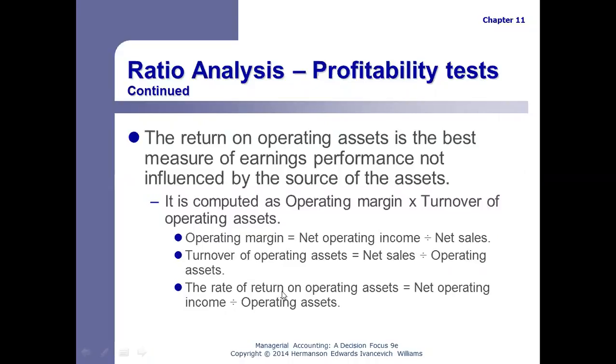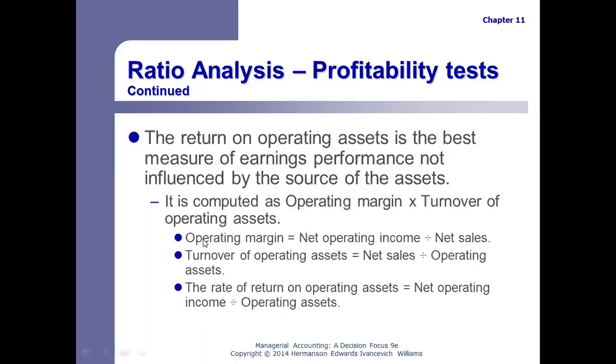So the rate of return on operating assets, which is a really commonly used ratio in the world of finance, is net operating income divided by operating assets. Or an equivalent mathematical equation is your operating margin times your turnover. Both this and this third bullet point are the same calculation, just reworked a little bit. That measures how much money you are making overall on utilizing the assets that you have.